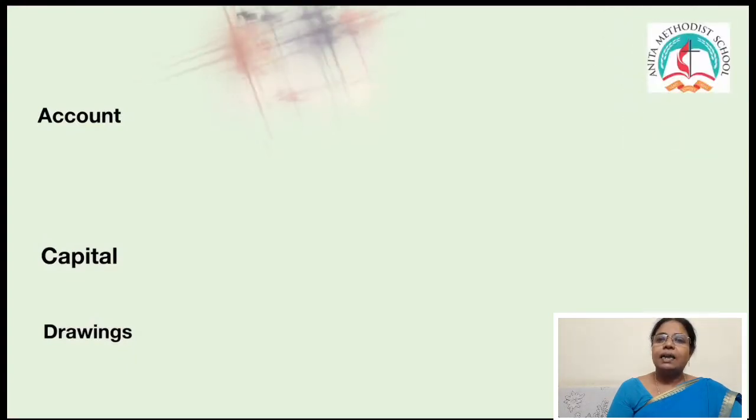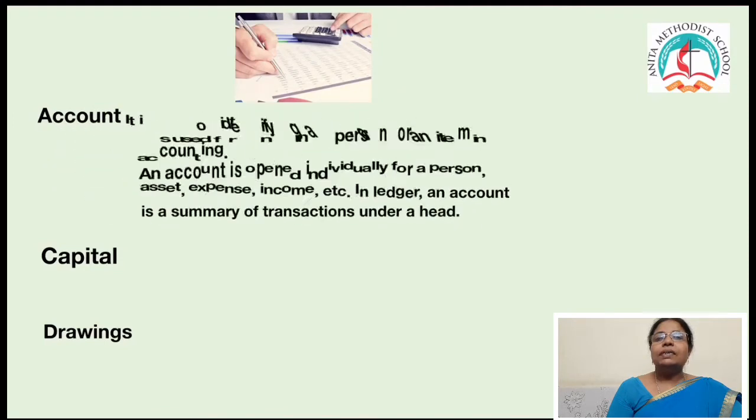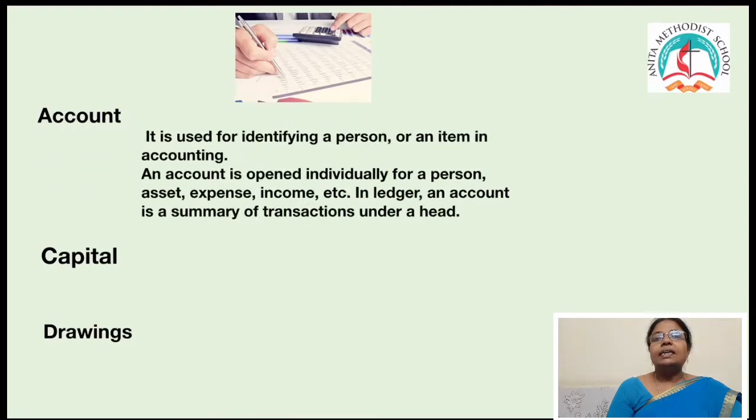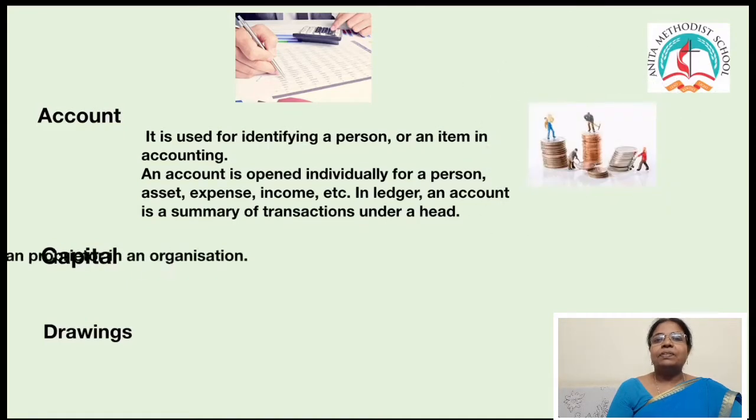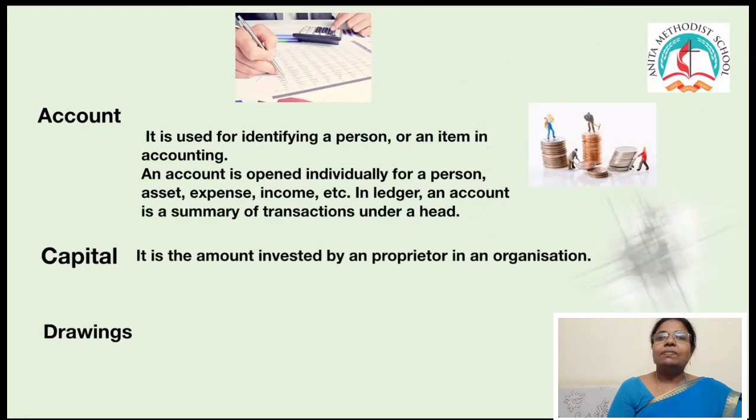Next one is account. Account means identifying a person or an item in accounting. An account is opened individually for a person, asset, expenses, income, etc. In ledger, the account is a summary of transactions under a head.